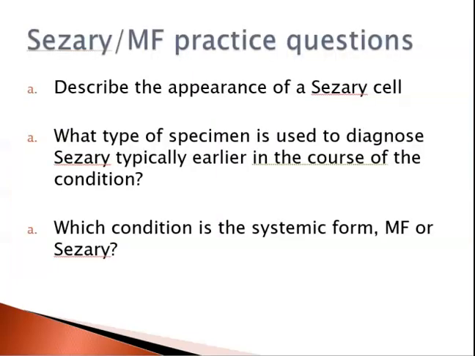Now let's do a few questions to review the Sézary syndrome. I would suggest pausing the video at this time and trying to answer these on your own before you move forward in the video and I give you the answers. Okay, first question is describe the appearance of the Sézary cell. Okay, you're going to have your T lymphocytes. They're going to be small. They're going to be non-reactive. And of course, you can have that cerebriform nucleus in those small T lymphocytes. Remember that cerebriform is where the nucleus appears to be like a little brain.